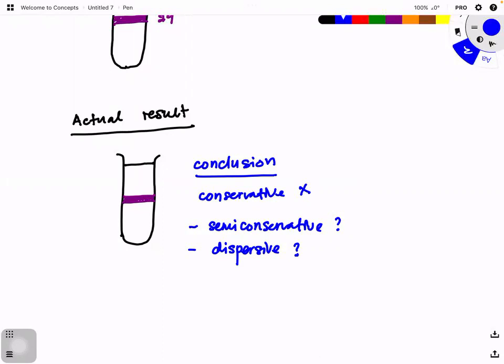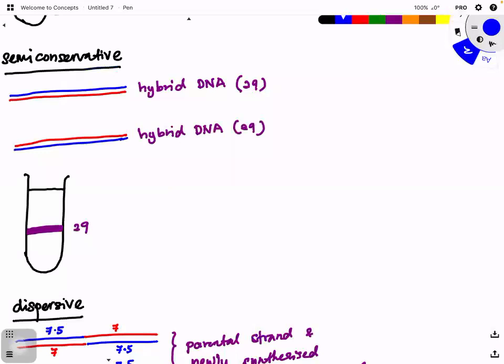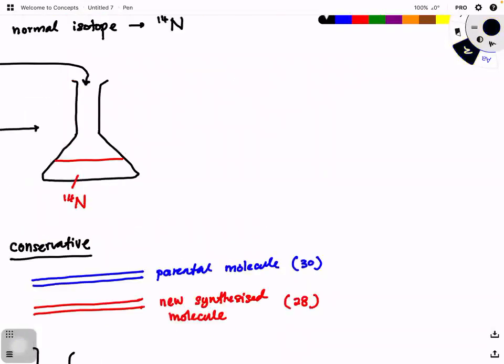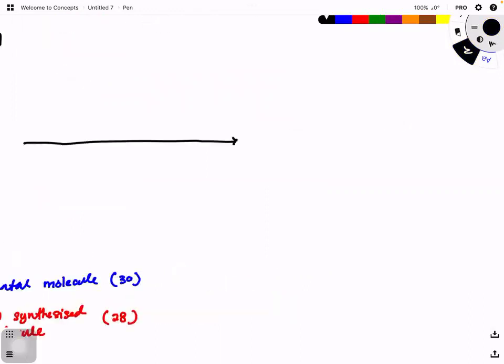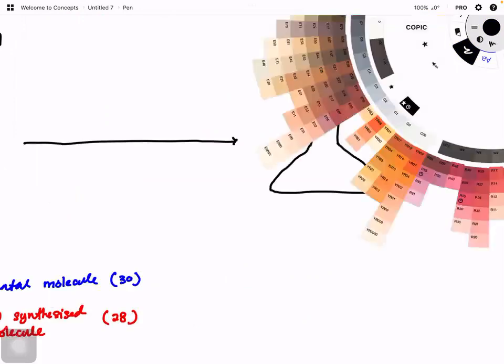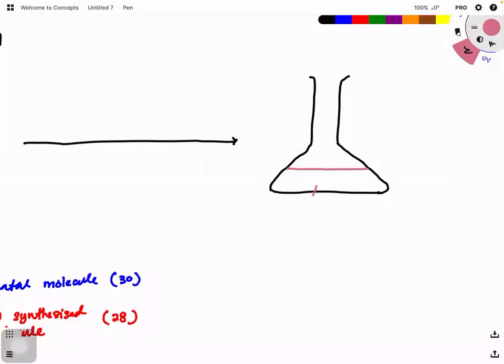Now, what scientists are going to do here is continue to let the second round of replication take place. So they still continue to grow them in a flask, take them out, continue to grow them in a flask. I use this color, but it's the same, just for your information. It's still 14N. I use a slightly lower color of red, a different red, to differentiate it, but it's the same thing.